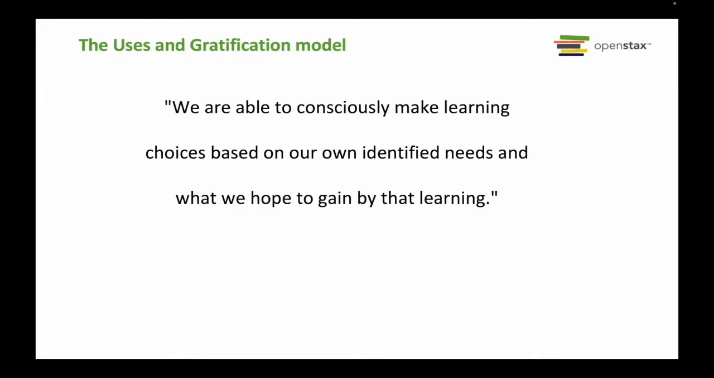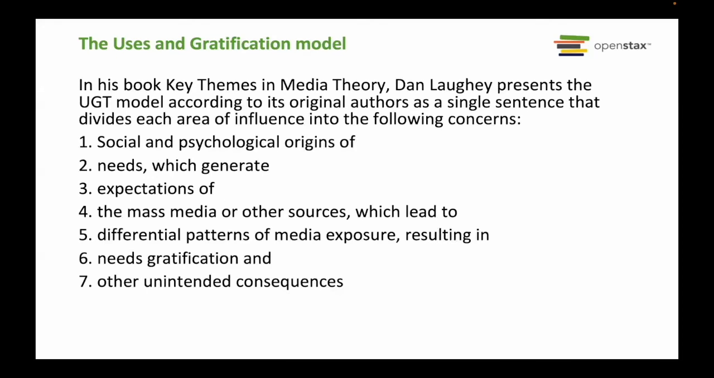The Uses and Gratification model. We are able to consciously make learning choices based on our own identified needs and what we hope to gain by that learning. In his book Key Themes in Media Theory, Dan Laughey presents the UGT model, according to its original authors, as a single sentence that divides each area of influence into the following concerns. Number one, social and psychological origins of needs which generate expectations of the mass media or other sources, which lead to differential patterns of media exposure, resulting in needs gratification and other unintended consequences.